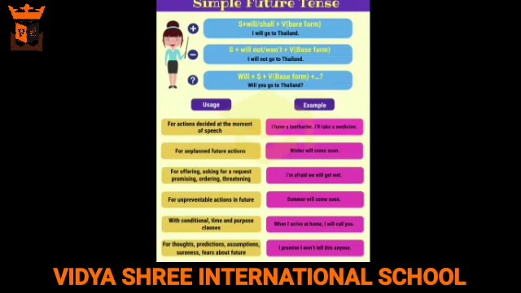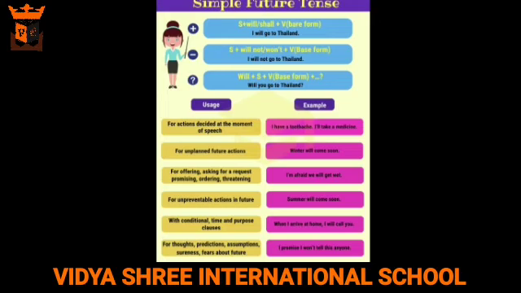Moving on to simple future tense. In affirmative sentence, its structure is subject plus will or shall plus first form of verb. In negative, it is subject plus will not or won't plus first form of verb. And in interrogative sentence, it will be will plus subject plus first form of verb. Now, where do we use simple future tense?